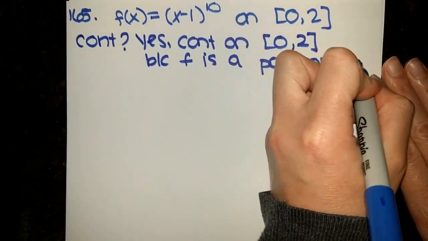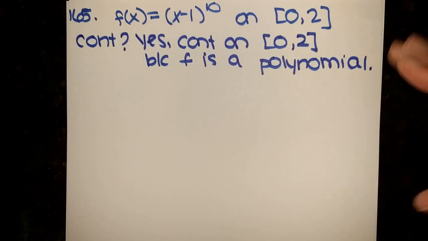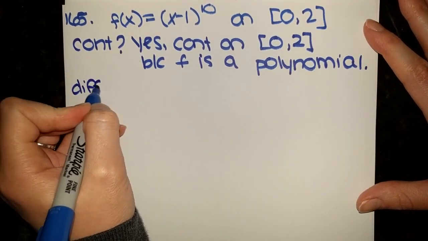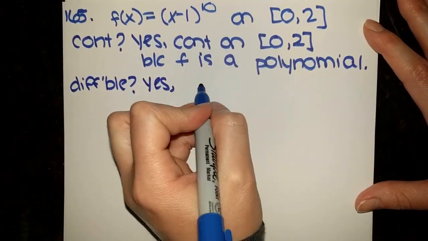Okay, and again, in your mind, you're thinking, we don't have a denominator, we don't have a radicand, we don't have a natural log, so it's perfectly well defined, and it is a continuous function. Okay, now the question of differentiable, that is also going to be a yes, and here is why.